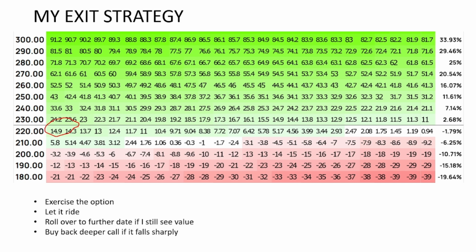Whenever I do call options, I only enter companies where I have full trust and I can bet on them. So these are my plans with this option.